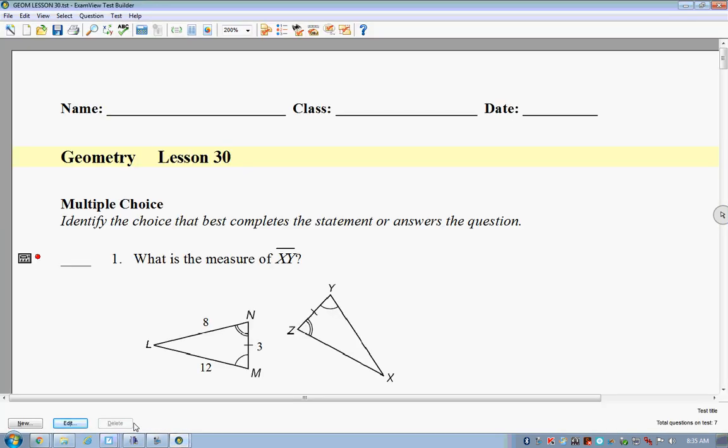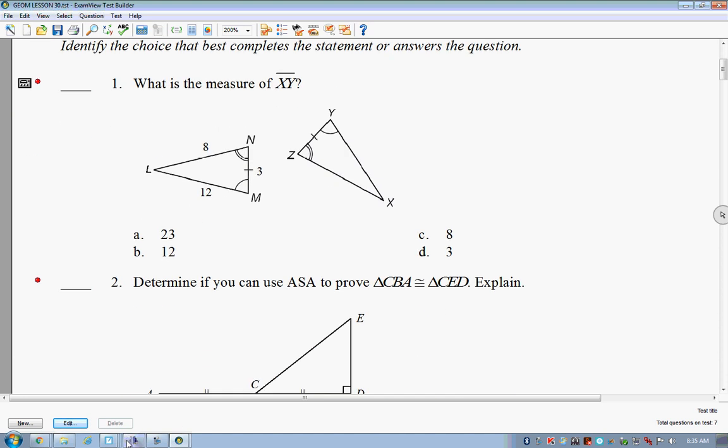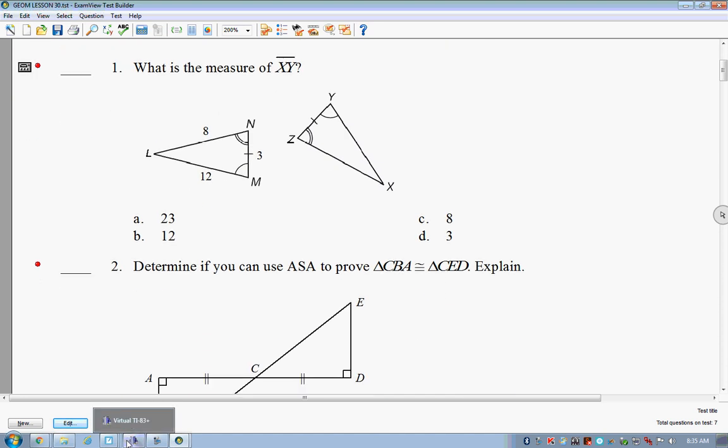Okay, so these are some of the types of questions that we might see. Question number 1. Let's make sure that we're all looking at the same thing. I could pull up Go Guardian, but I'd rather just walk around and make sure we're where we should be. Okay, what is the measure of XY? Now, first off, are these two triangles congruent? Yes. Okay. What congruency postulate am I using there, Chandler?